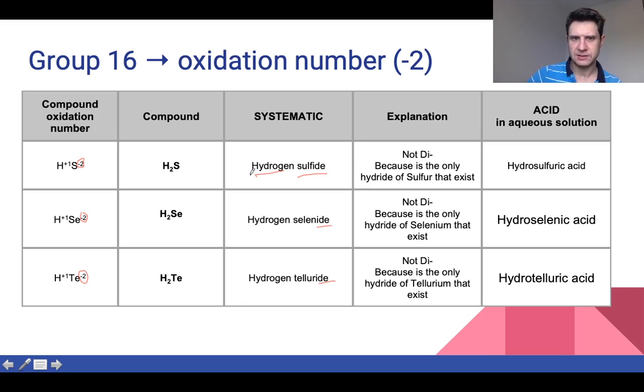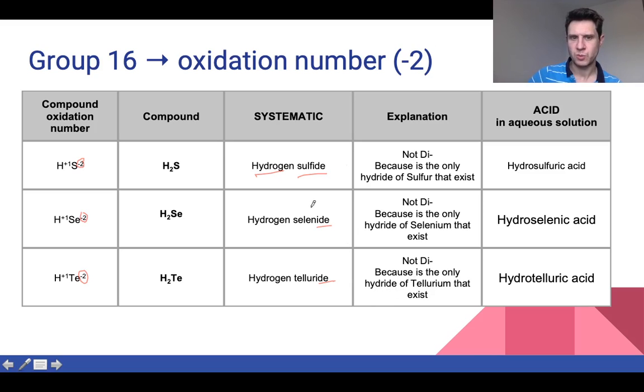Why don't we write dihydrogen? Because this is the only hydrate of sulfur that exists. Okay, hydrogen selenide, the same. Why is it not dihydrogen selenide? Because it's the only hydrate of selenium. Okay, and H2Te, 2 hydrogens and 1 tellurium. Why don't we have dihydrogen telluride? Because again, it is the only hydrate of tellurium.